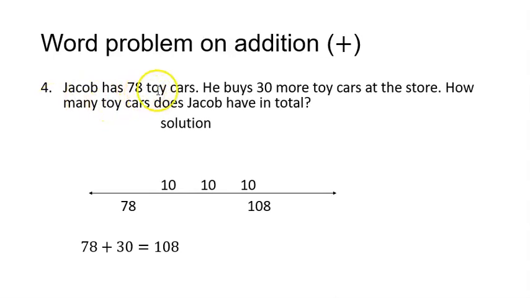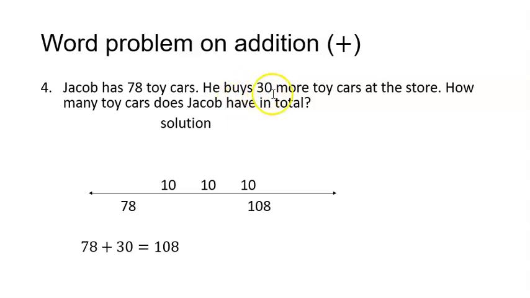Jacob has 78 toy cars. He buys 30 more toy cars at the store. How many toy cars does Jacob have in total? Jacob has 78 toy cars and he bought 30 more toy cars at the store. So how many toy cars does Jacob have in total? So you take the first number, 78, which is the highest number. So you draw your number line and write 78. You move to the next number, 30.